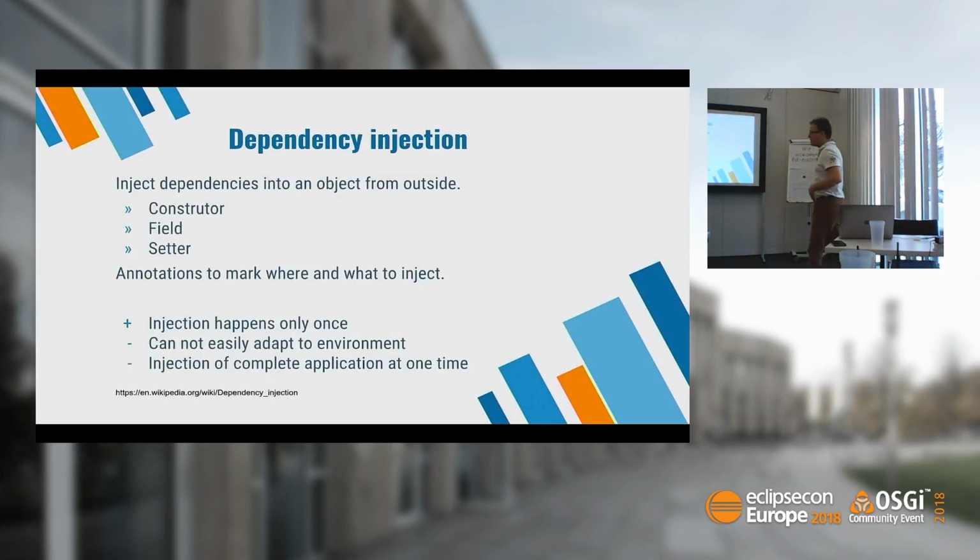Another popular, it's even bigger than a pattern, is a way of making your application, is dependency injection, typically with constructor, field, or setter injections. And in the modern ways, you use annotations to mark what to inject, where to inject. So you don't want to have that in XML anymore. That's already very well solved in the new dependency injection frameworks.